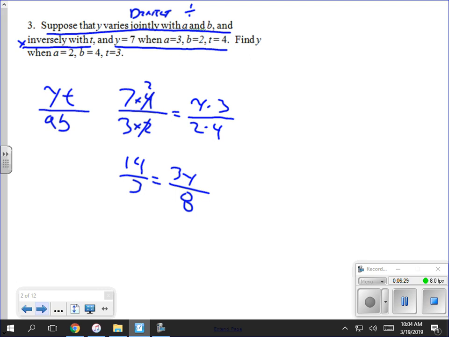Okay, got to solve for y. Multiply both sides by 8. Divide both sides by 3. 8 times 14 is 80 plus 32. It's 112, right? Yeah. So I end up with y equals 112 over 9.